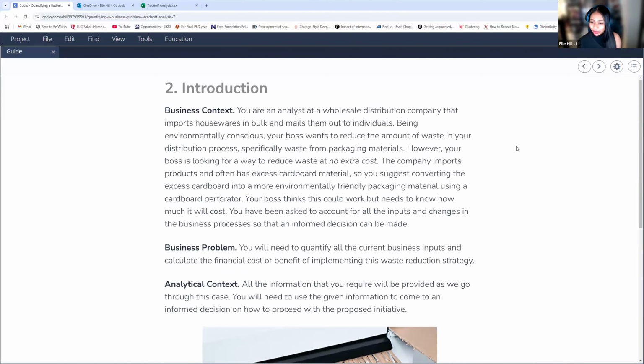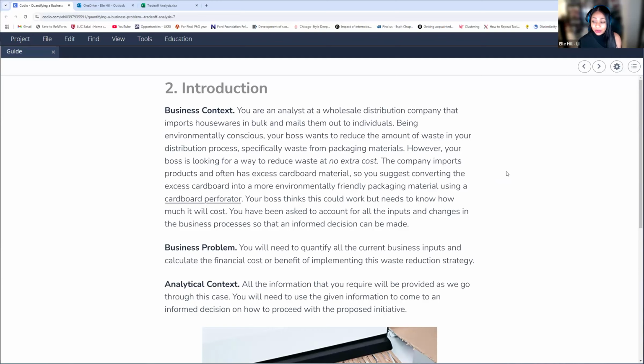The company imports products and often has excess cardboard material. So you suggest converting the excess cardboard into a more environmentally friendly packaging material using a cardboard perforator. Essentially, instead of just getting rid of those big boxes that we have when we get in shipments, we're just going to shred the cardboard and use it as packing material. Your boss thinks this could work, but needs to know how much it will cost.